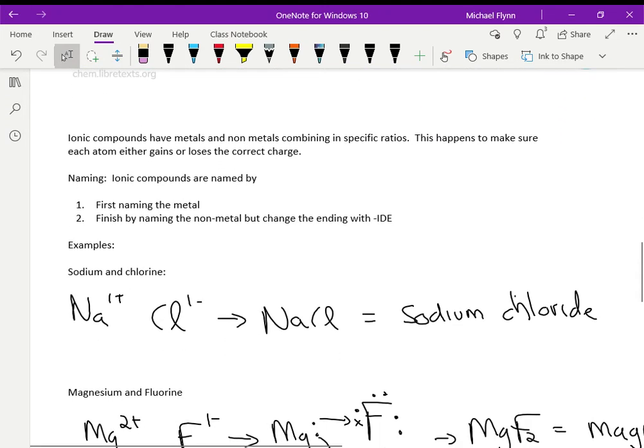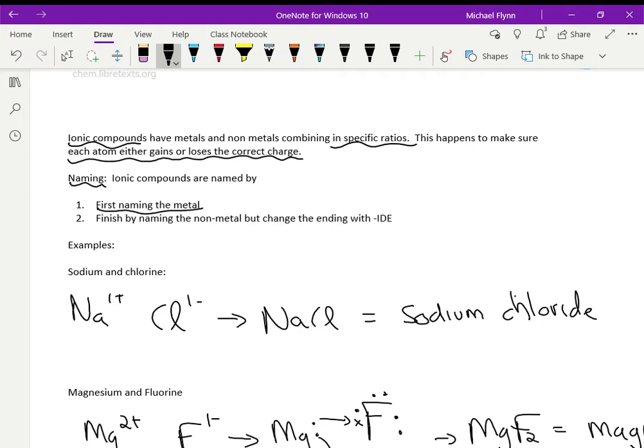Okay, now let's just finish this off by talking about the ratios in which they combine. So ionic compounds will have to get together in specific ratios to make sure each atom gains or loses the correct amount of charge, okay? So you name them. The naming is really easy. You name the metal without changing its name. And you always list the metal first, okay, never the non-metal.